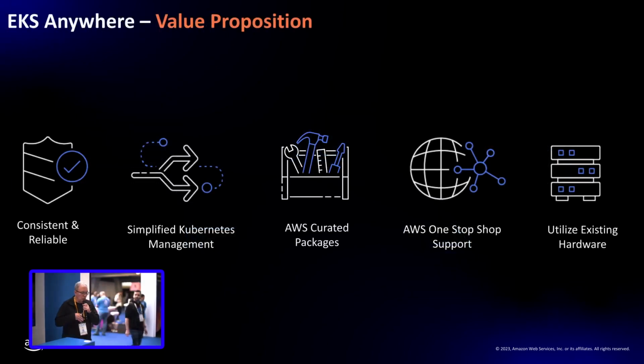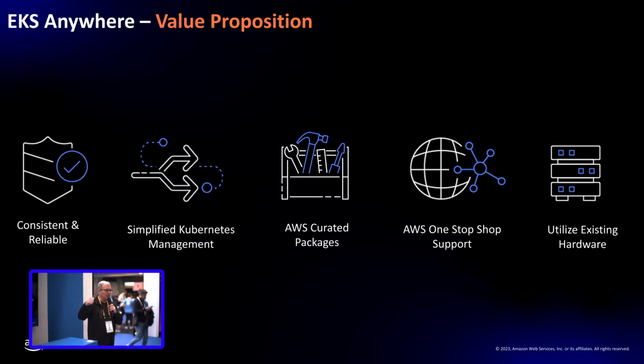So why EKS Anywhere? The proposition here is consistent and reliable. I mentioned that Amazon EKS and Amazon EKS Anywhere on premises are both based on EKS Distro, which is our packaged, hardened, tested distribution of Kubernetes. So the same lineage that you get there for testing, hardening, security patches, release cycle, all of that is inherited in both EKS Anywhere and EKS in the cloud.